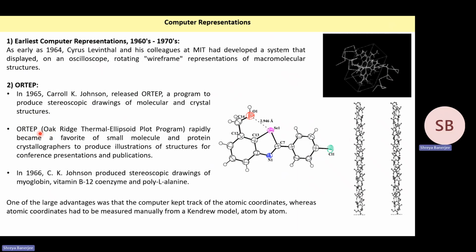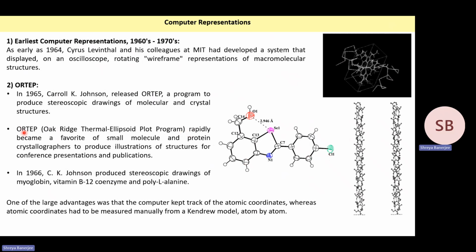The full form of ORTEP was Oak Ridge Thermal Ellipsoid Plot Program. Oak Ridge was the place where this program was first made. Thermal ellipsoid: basically around each atom you can see there is an elliptical structure. You leave the hydrogens. Each of the heavy atoms has an elliptical structure. And so this is the program that will give you a structure like this.